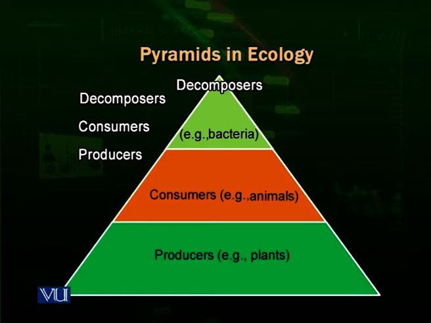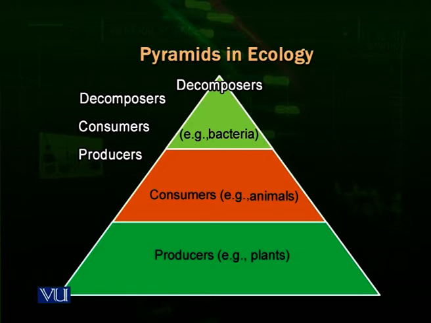At the next level come the consumers. The animals, for example, have to consume the food produced by the producers. So their number is less than that of producers, because they have to eat the producers, and the producers have to sustain themselves to support the animal life form. If they eat up all the producers, then what will happen? They will die. So the number of consumers is less than that of producers.